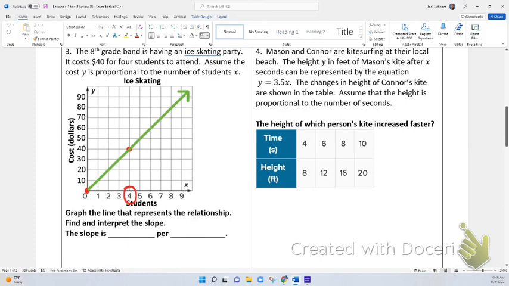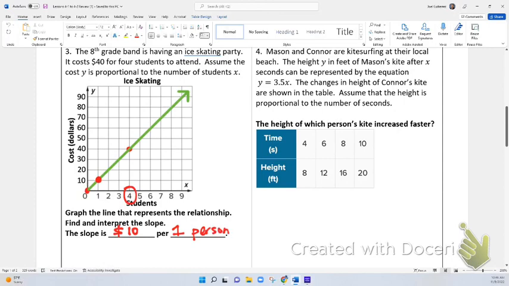But remember, guys, when we're talking about unit rate, when we're talking about slope, when we're talking about constant rate of change, all those things are exactly the same. So we don't want to know how much it will cost for 4 students. We want to know how much it will cost for only 1 student, right? So Ty, how much would it cost for only 1 student to go to the ice skating party? $10, and we can see that right here on my graph, okay? So for 1 student, it would cost $10.